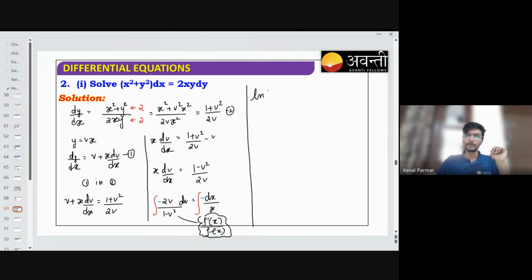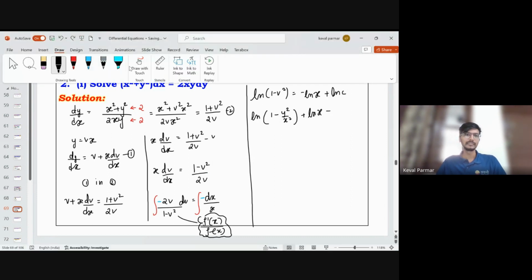ln mod of f of x, so ln of 1 minus v square is equal to minus ln x plus ln c. Instead of c, I am writing ln c. So if I take ln x on the right hand side, I'll get ln of 1 minus y square upon x square plus ln x is equal to ln c.